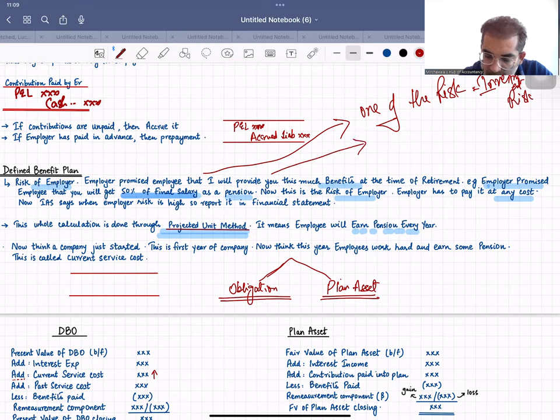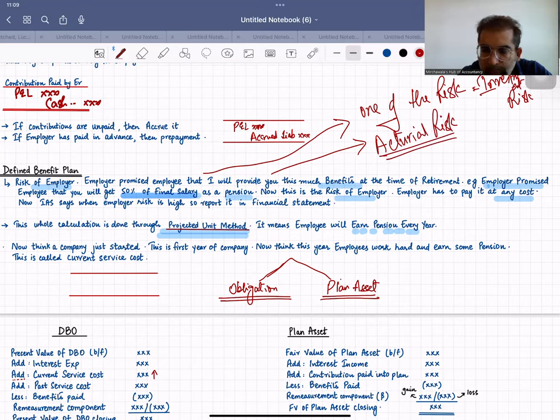There is one more risk which we call actuarial risk. Actuarial risk means the difference between whatever we are thinking and whatever is actually going to happen. We are expecting that we'll be at $2 million, but in the end, if our actual liability is $3 million, we have to pay the difference. Okay. So actuarial risk is also with the employer, right? So these are the names of a few risks.